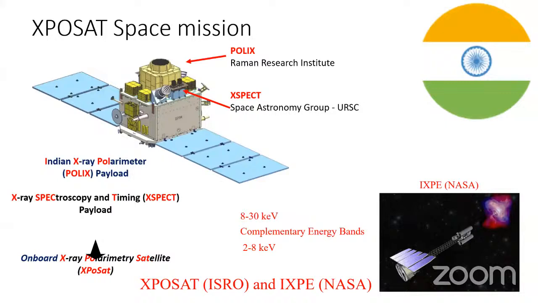So we have extracted the name POLIX from Indian X-ray Polarimeter. We're calling it POLIX. And for X-ray Spectroscopy and Timing payload, we have extracted a few characters, and it is called XSPECT. So the X-ray Polarimeter Satellite, we are calling it XPoSat. And IXPE works between 2 to 8 kilo electron volt, which is soft X-rays, and 8 to 30 kilo electron volt is where POLIX is going to work.